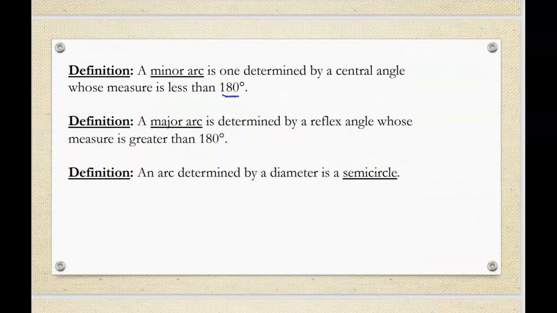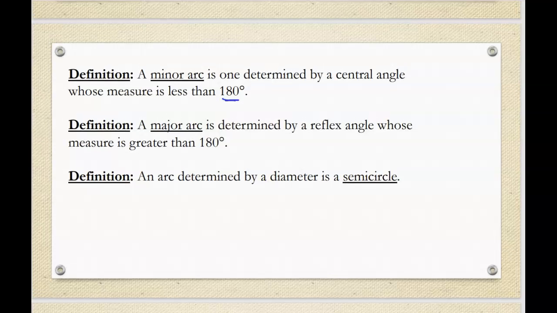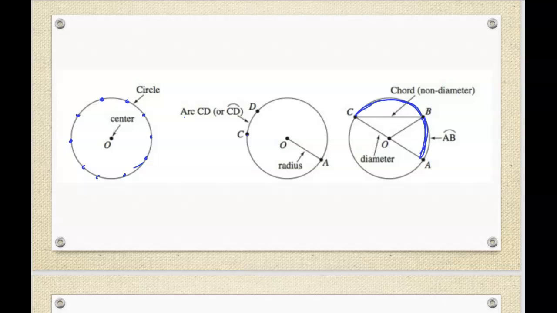A major arc would be greater than 180 degrees. So I could start and go from B all the way around to A going this direction. So going this direction, arc A to B would be a major arc. I could do the same thing going from C to B this direction, and those would be major arcs.